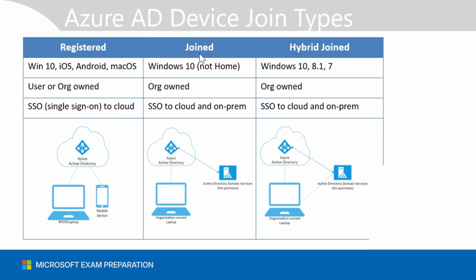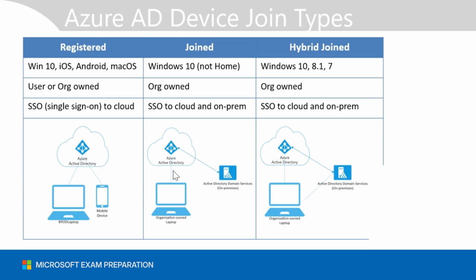A join device type is Windows 10 or Windows 11, but not the Home Edition. So already there's quite a restriction here where you're not allowed to use iOS, Android, Mac, anything but Windows 10. It's assumed to be an org-owned device. The SSO can happen to Azure AD as shown in the picture. Could also happen to on-prem Active Directory, but through Azure AD.